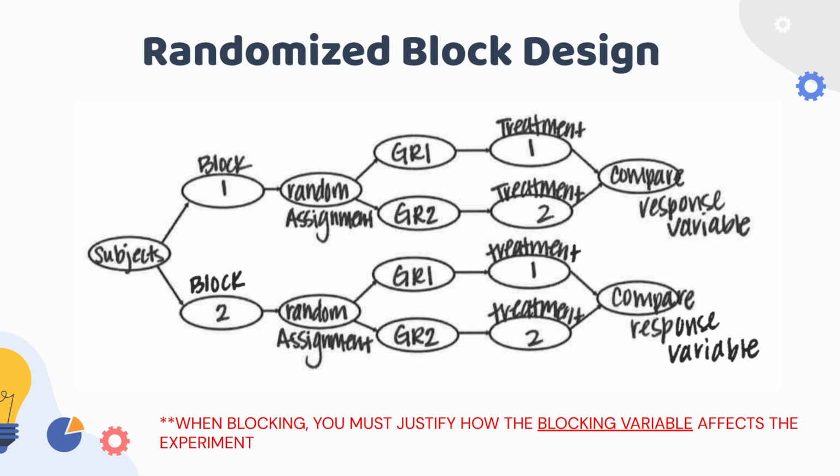You block into strata, kind of. But you don't call them strata, you call them blocks. So in each block, everyone has a similar characteristic. These are called blocks, and what they do is they reduce variation.